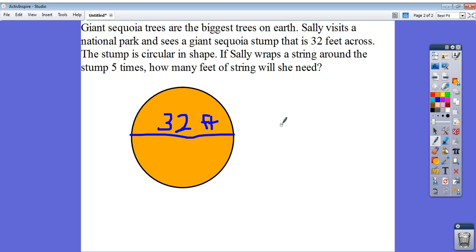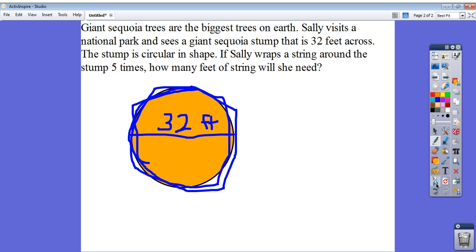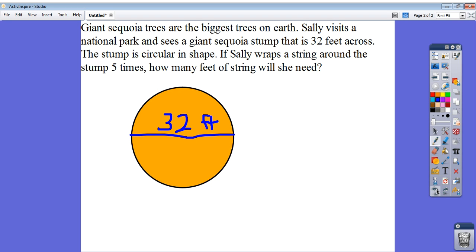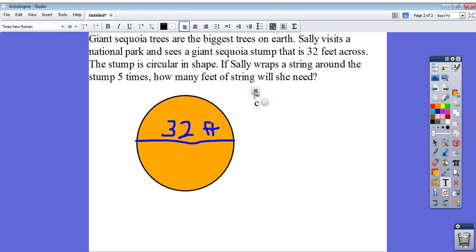If Sally wraps a string around the stump 5 times, how many feet of string will she need? She's going to wrap a string around the stump. That would be 1, 2, 3, etc. She's going to do that 5 times. Which formula do I need? Well, I know area is the space inside my circle. It didn't say she's going to fill in the circle, so it's not area. I already know my diameter. Circumference is the distance around, and it said she was going to wrap a string around, so I'm going to use my circumference formula. Circumference equals pi times diameter.